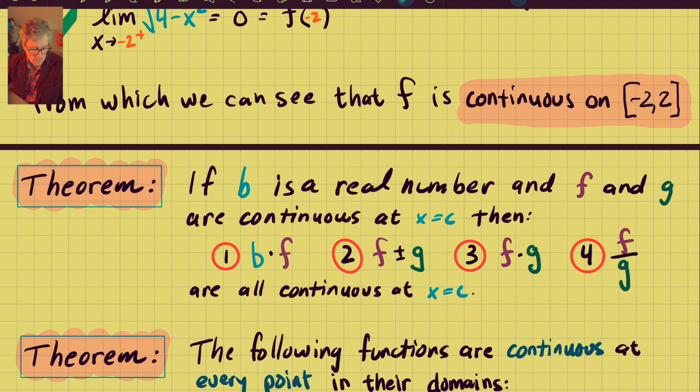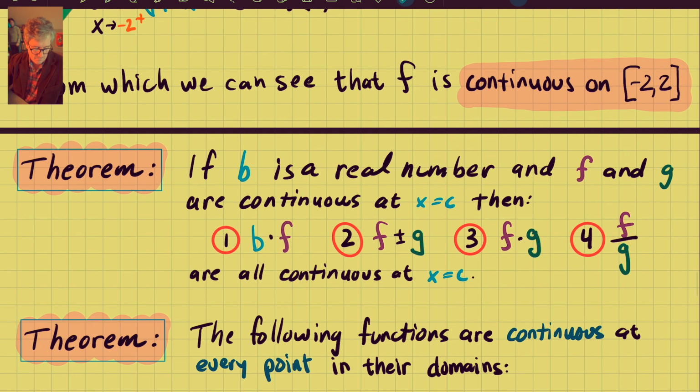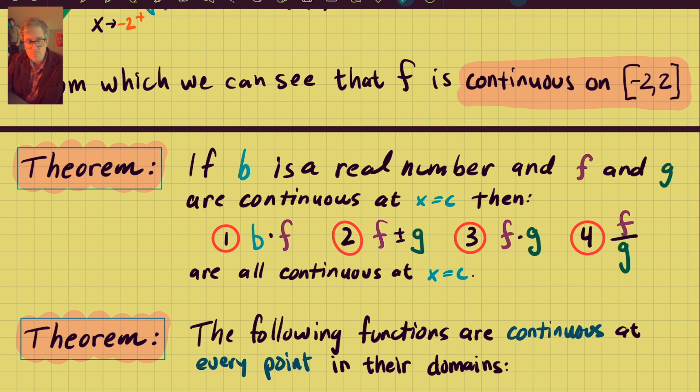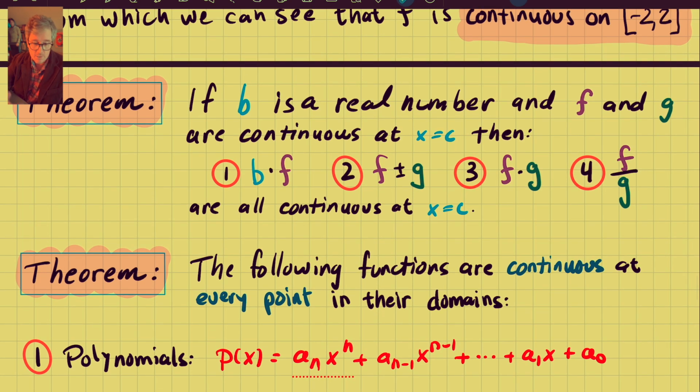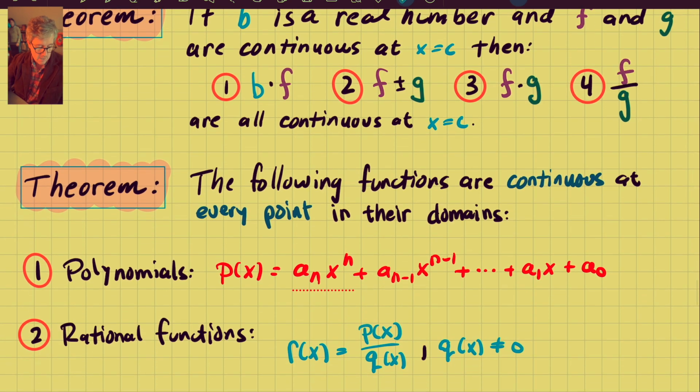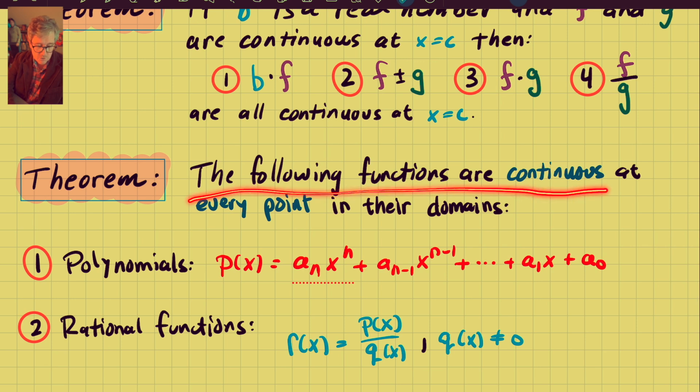Okay, very good. We've seen examples already, but there's a whole range of functions that are continuous throughout their domain. And we're going to explore some of those now. The following functions are continuous at every point in their domains. So the first big class is polynomials.